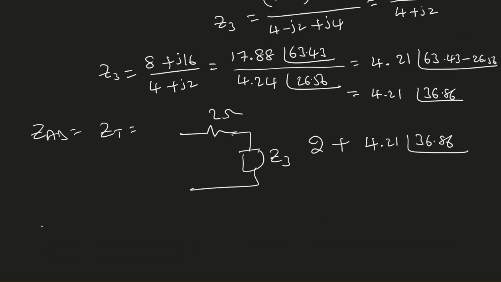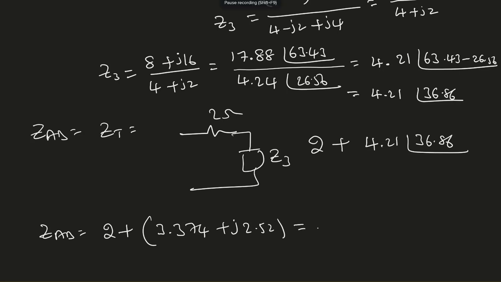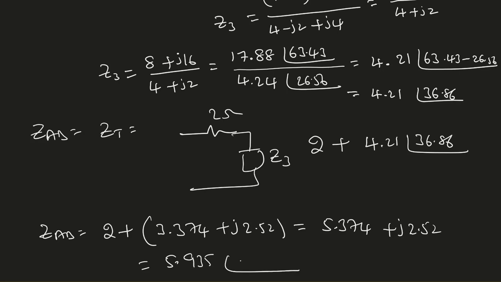Now we're adding two numbers, so make sure both numbers are in rectangular format. When you convert 4.21 at an angle of 36.86 into rectangular format, it's 3.374 plus J2.52. So Z total equals 5.374 plus J2.52. We'll end up with 5.935 at an angle of 24.12 ohms. You can leave it in rectangular format or convert it into polar format. Here I gave you the answer in both formats.